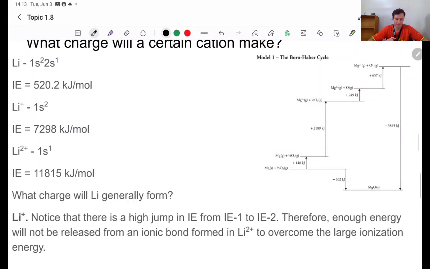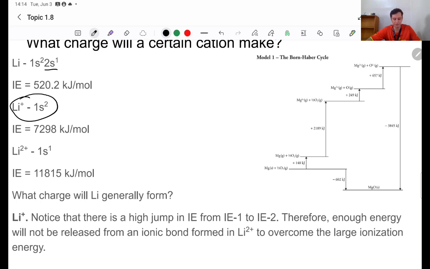So the correct answer is it will form Li+ and end up with the configuration of 1s2. Now hopefully you understand looking at this too, right? Losing one electron, so Li going to Li+, the electron configuration has changed, and now there's one less electron. So that's why we're not writing 2s1 there, okay? And notice that there is a high jump in ionization energy from IE1 to IE2.